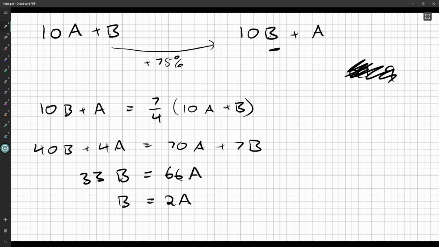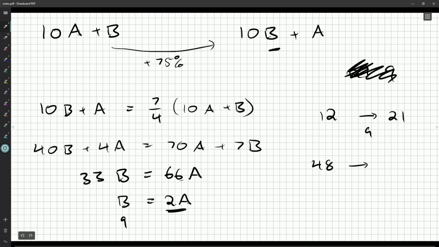If our arithmetic and our theory is correct, we should be able to increase something by 75% by swapping the digits if the tens digit starts out as half of the units digit. So something like 12, switching it around to 21, that's an increase of 9. Well, 9 is 3/4 of, or 75% of 12. So this works. So what's the largest we can possibly have? Well, at most B is 9, but 9 isn't twice something, so we would have 8. So 48 would switch around to 84, and that's an increase of 36. 36 is 75% of 48.